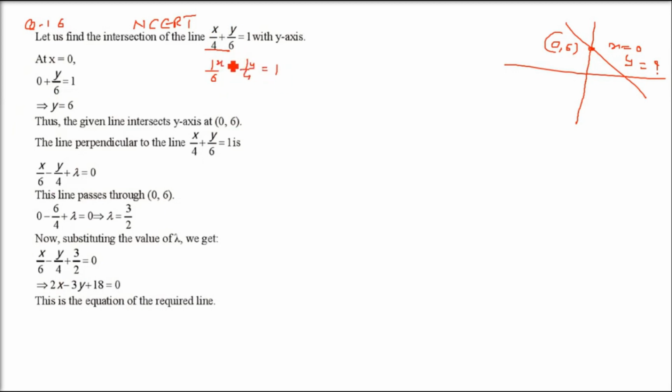A line which is perpendicular to this one: in place of x by 4 plus y by 6, you put x by 6 minus y by 4 plus lambda equals 0. Because it is passing through (0, 6), put x as 0 and y as 6. Lambda will be 3 by 2. Put it back again: x by 6 minus y by 4 plus 3 by 2 equals 0.